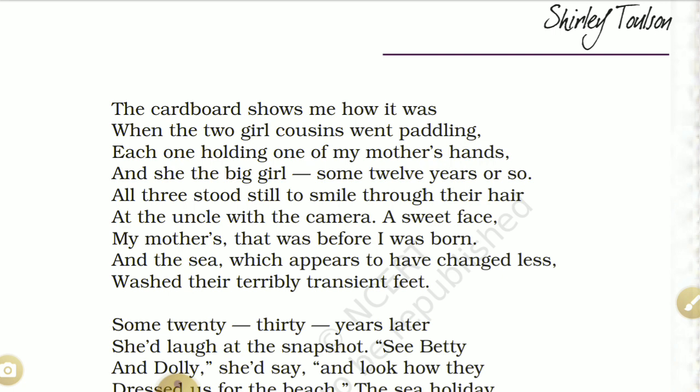But what happened? As she was growing older, day by day her face was changing. Actually the sweetness was disappearing gradually from her face, and the sea which appears to have changed less washed their terribly transient feet. And the sea which appears to have changed less. See, the poet's mother was changing with the passage of time, but the sea was not changing. Here is the contrast between the poet's mother and the sea. The poet's mother represents the human beings and the sea represents nature. The poet's mother's face was changing and ultimately she died.